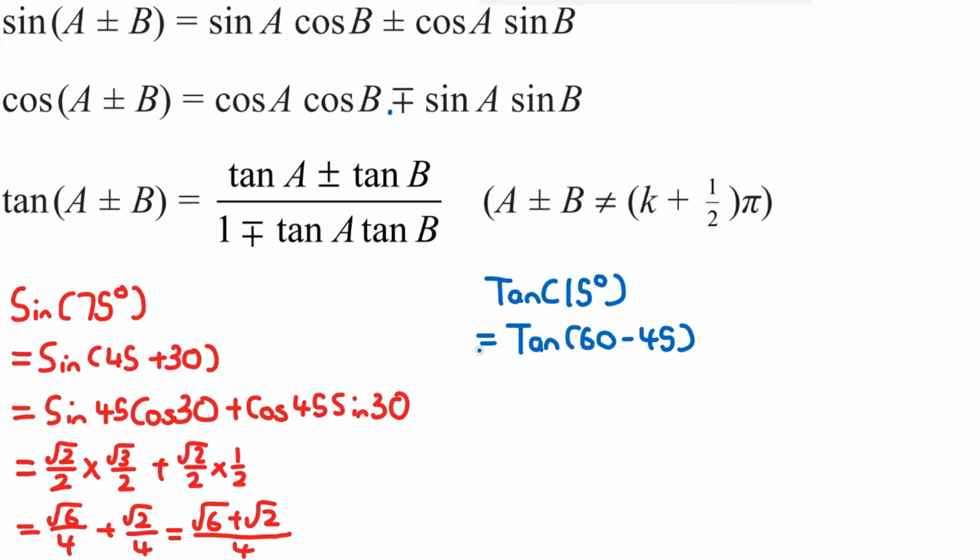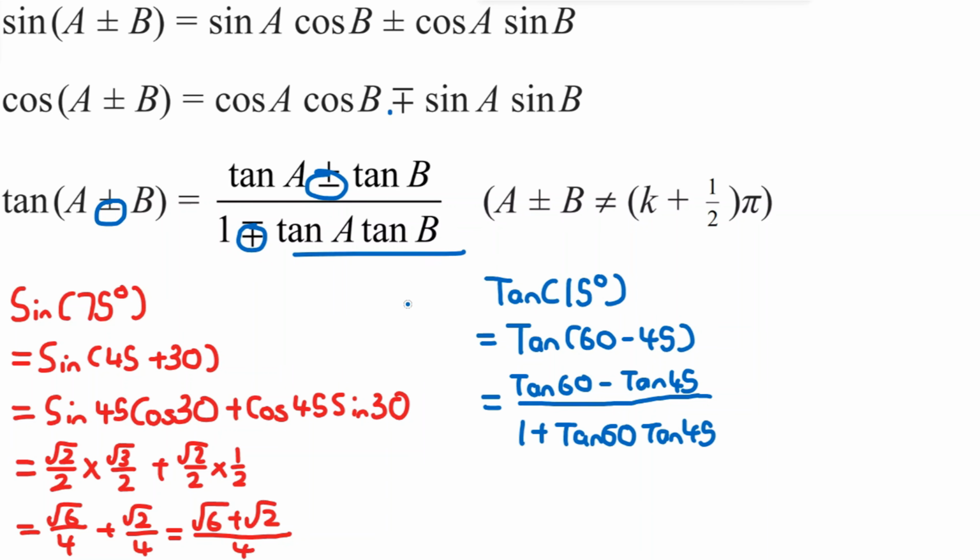So therefore what we can do is use this formula here. This is going to be tan A, which is tan of 60, and then as we're doing the bottom signs here, it's going to be the bottom sign on this side as well, so it's minus tan B, which is tan of 45, and this is over 1, and then the bottom sign here is the plus, so it's going to be 1 plus tan A tan B, which is tan 60 tan 45.